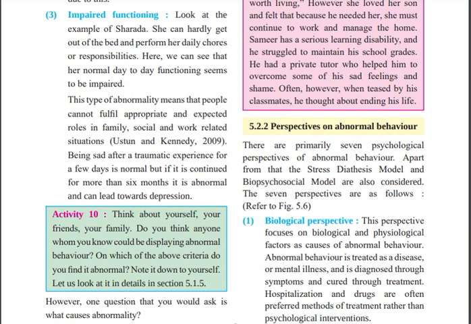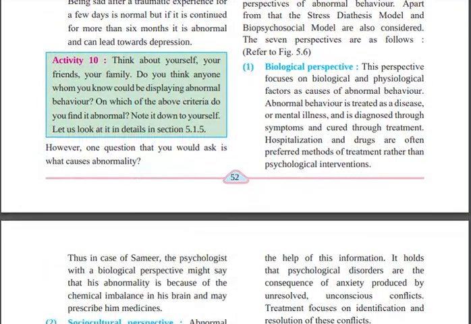The seven perspectives are as follows. There are a total of 7 perspectives for abnormal behavior. Okay, let's start with the first one. Biological perspective. What is the biological perspective?